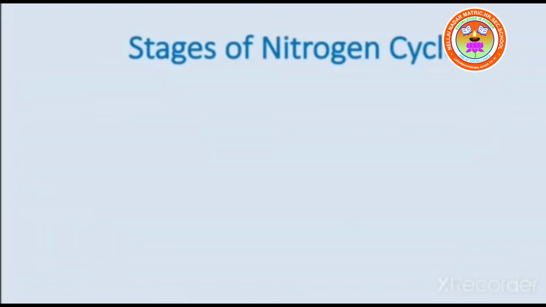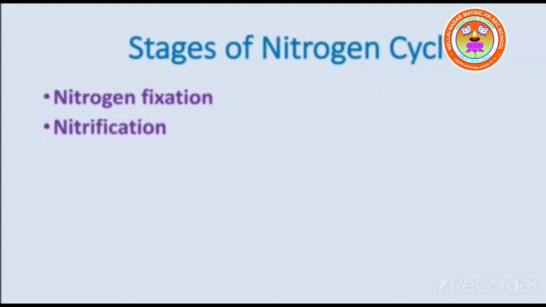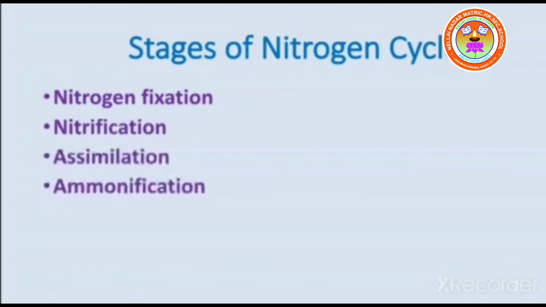Stages of the nitrogen cycle. The process of the nitrogen cycle consists of the following steps: nitrogen fixation, nitrification, assimilation, ammonification, and denitrification.